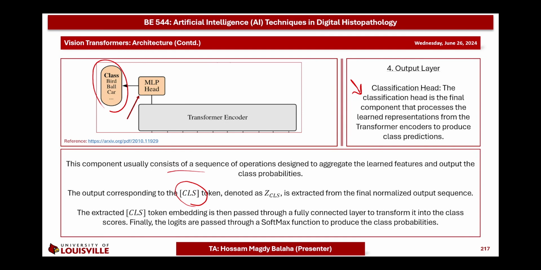Then, this token embedding is passed through a fully connected layer to transform it into the class scores, and then the logits are passed through a softmax function to produce the class probabilities.